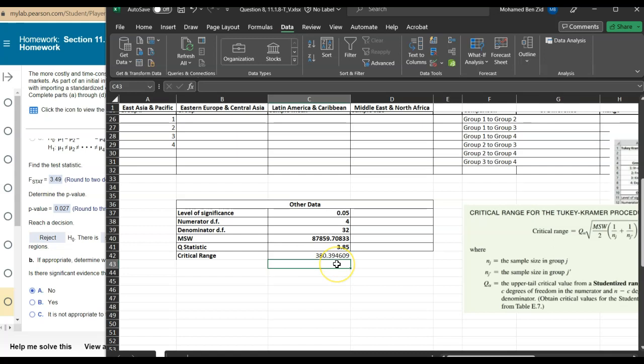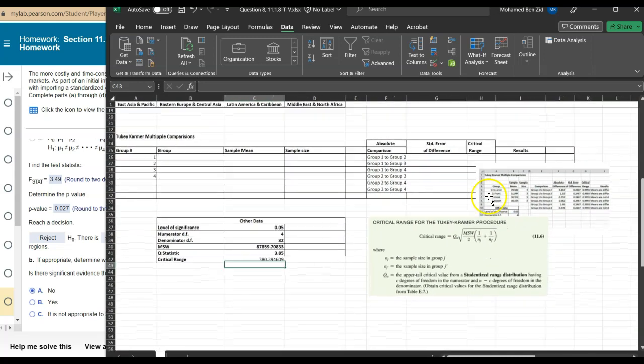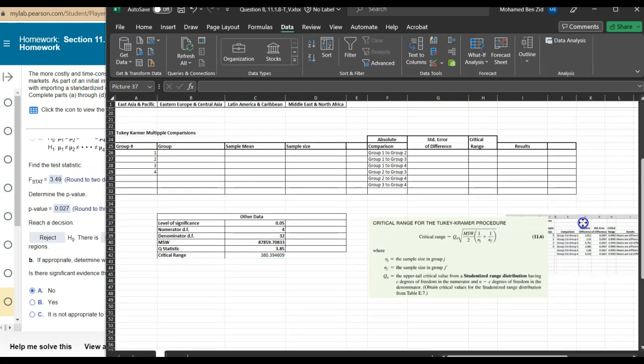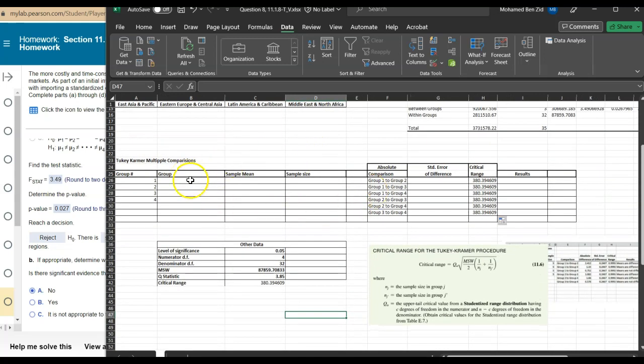So you're going to get 380, all right? That value there will be the critical range here. So I'm going to put an equal sign and copy this one, and I'm going to lock it with F4. There you go. For me, it's function and F4. All right. Okay. So once I get this one, I need the same values in the rest of the cells, and then I'm going to start working on my table.